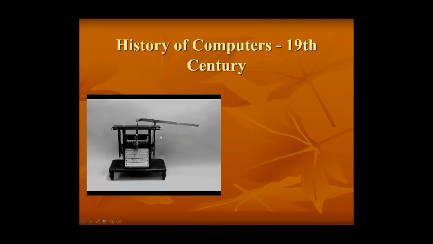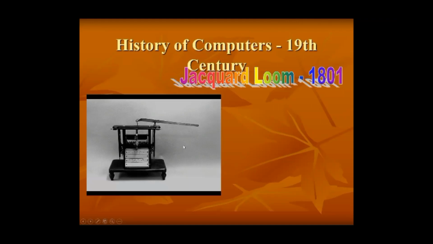Normally, if you visited Baguio or Sagada, you will notice that they are still using the loom. They use this to create their textiles, their different designs, like the mats and so on. So they use this for complex designs. By the way, this is what we call the Jacquard loom in 1801.